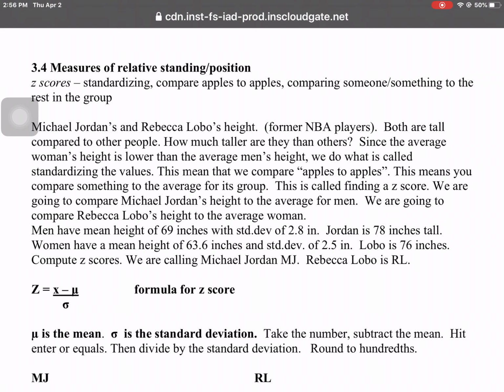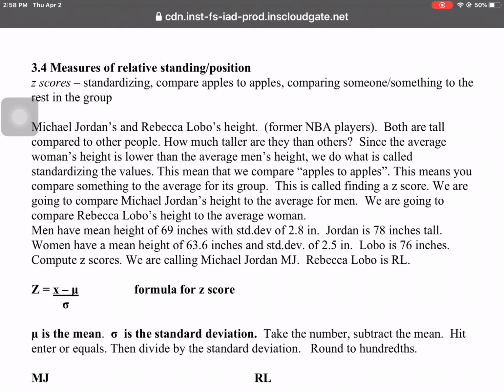Since the average woman's height is lower than the average man's height, we're going to do what's called standardizing the values. This means compare apples to apples. This means we're going to compare something to the average for its group. It wouldn't be fair to compare a 10-year-old girl's height to an adult male's height. You only compare things to the average for that group. So we're going to compare Michael Jordan's height to the average for men. We're going to compare Rebecca Lobo's height to the average woman.